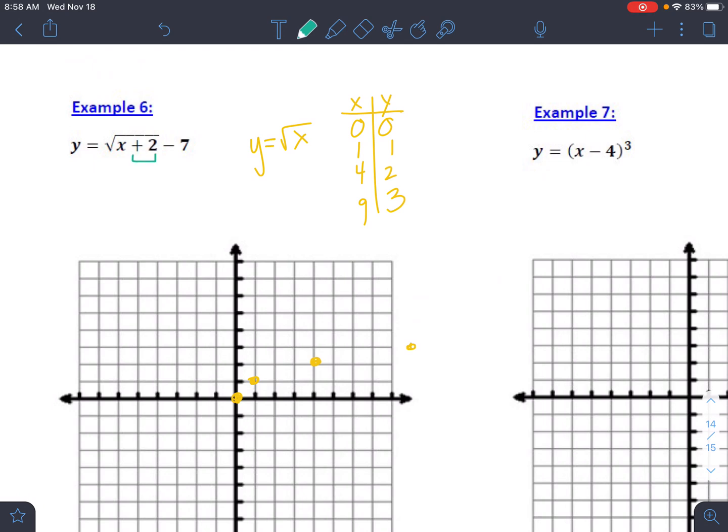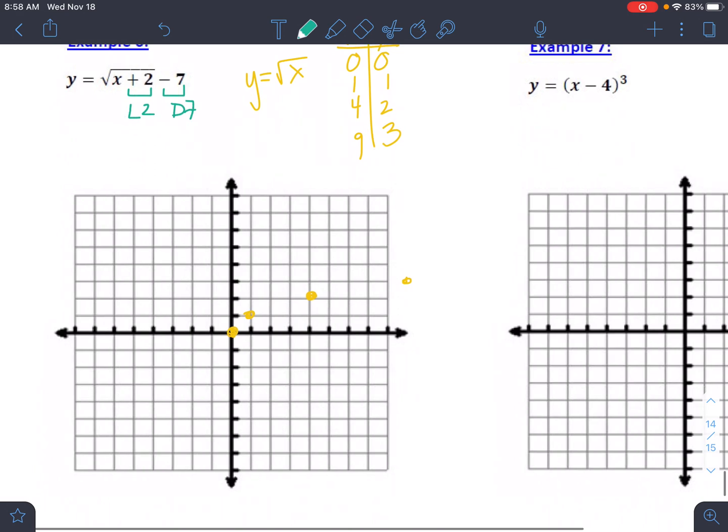All right, go back here. What's happening? Okay, what are my shifts here? Left 2, down 7. Get really, really good at recognizing those. And again, this is 1, 3, 5. So it's that same pattern as a quadratic, but on its side. Okay, so if I go left 2, down 7, that should put me right about here. 2, 3, 4, 5, 6, 7, yep.